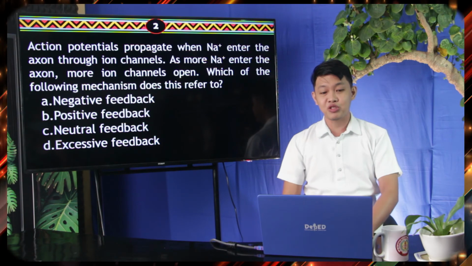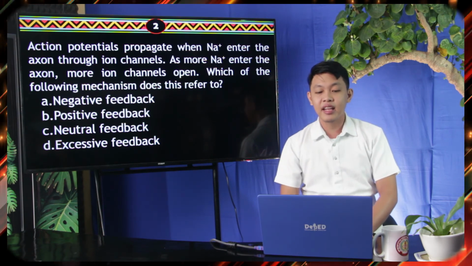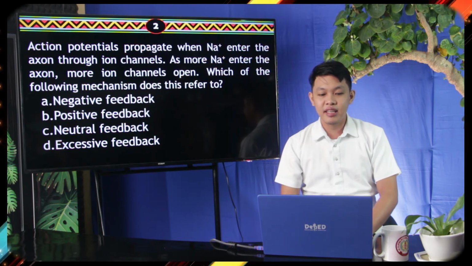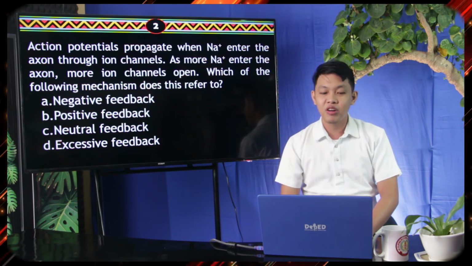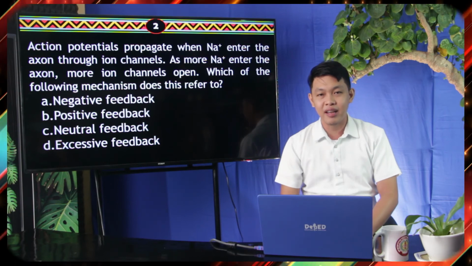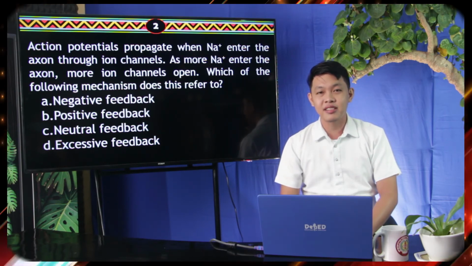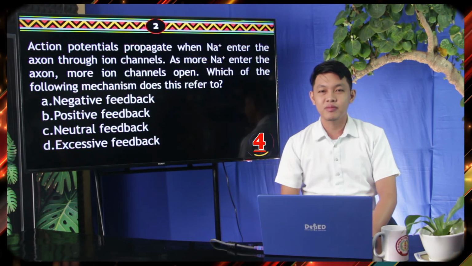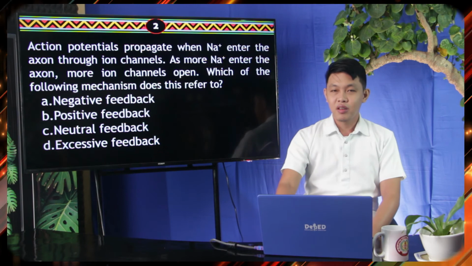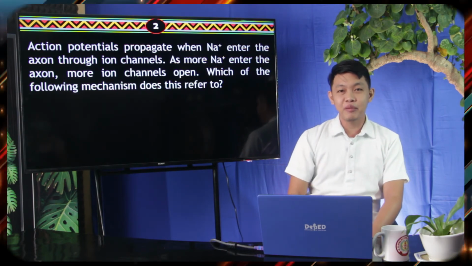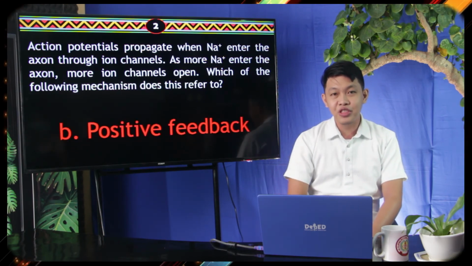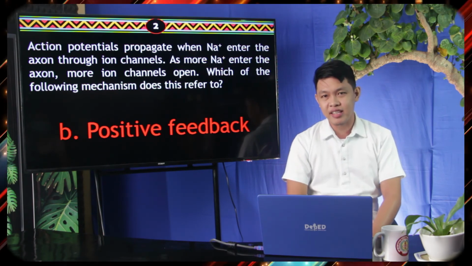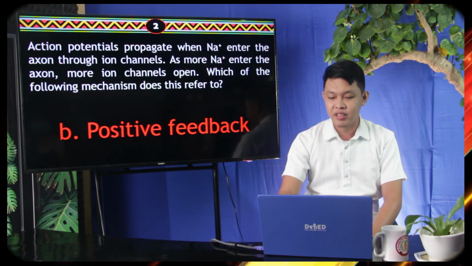I will repeat the choices. A, negative feedback. B, positive feedback. C, neutral feedback. Or letter D, excessive feedback. Your 5 seconds starts now. Okay, the correct answer for number 2 is letter B, a positive feedback mechanism, because it intensifies the reaction.